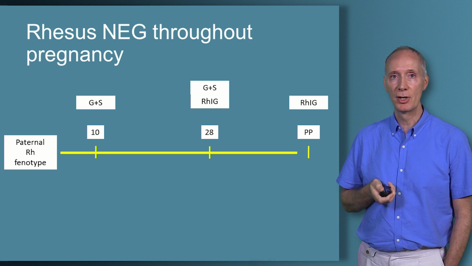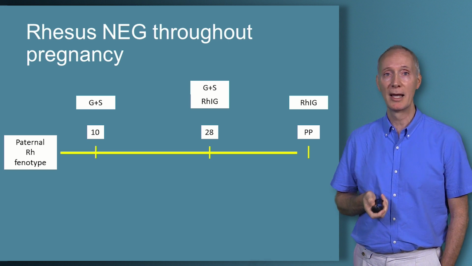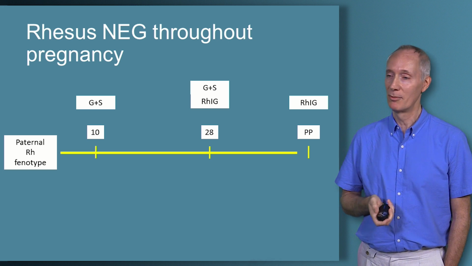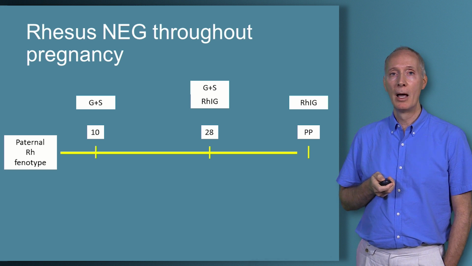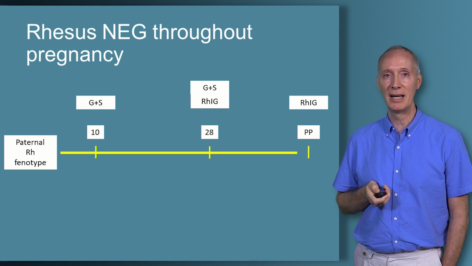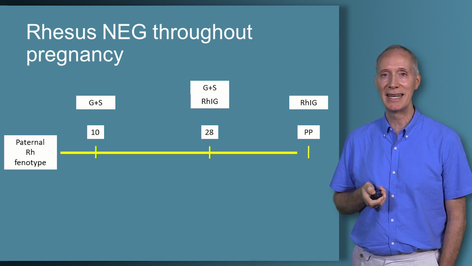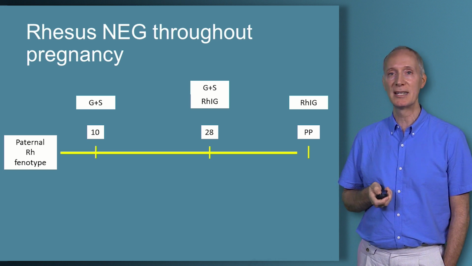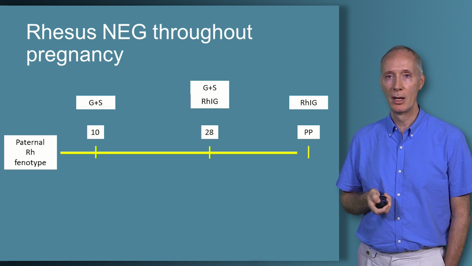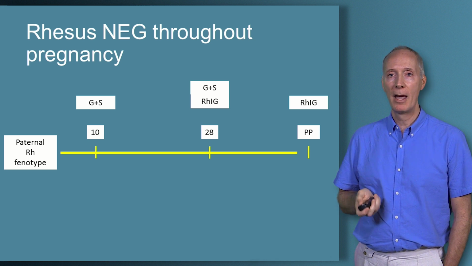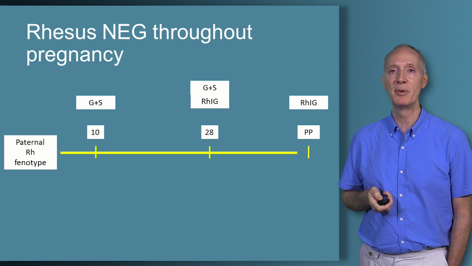So how do we manage a rhesus negative patient throughout pregnancy? We first look at the paternal rhesus phenotype. If that is rhesus negative, you're off the hook. Then at 10 weeks, at the first prenatal visit, we do a group and screen. And we repeat the group and screen at 28 weeks. And if that screen test is negative, we administer the first dose of rhesus immunoglobulins. And we do the same after birth if the baby is found to be rhesus positive, because that still needs to be established.